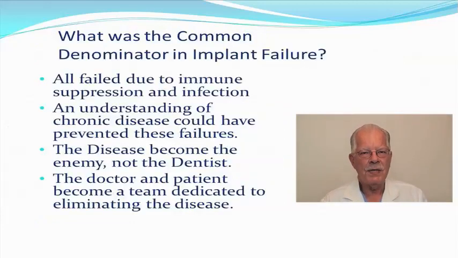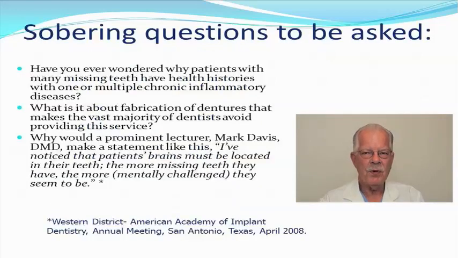So what was the common denominator in all this failure? They all failed due to immunosuppression and infection. An understanding of chronic disease could have prevented all these failures from the beginning. The disease became the enemy, not the dentist. The doctor and the patient become a team dedicated to eliminating the disease so that you have implant treatment that's successful. As we move into discussion, we're going to talk about diminished cognition, dementia, and Alzheimer's for a short while.